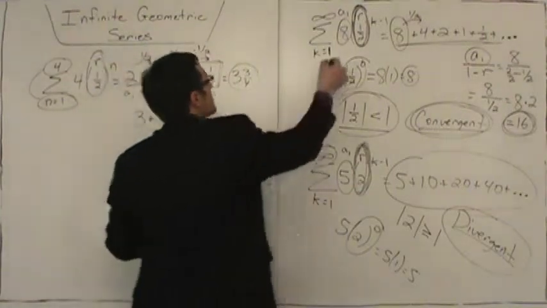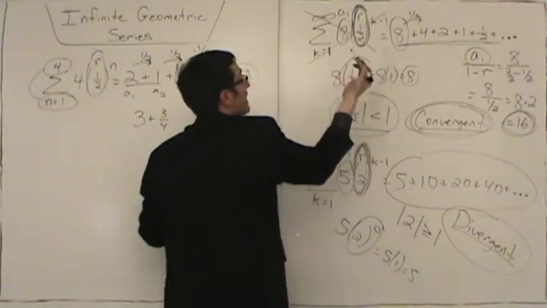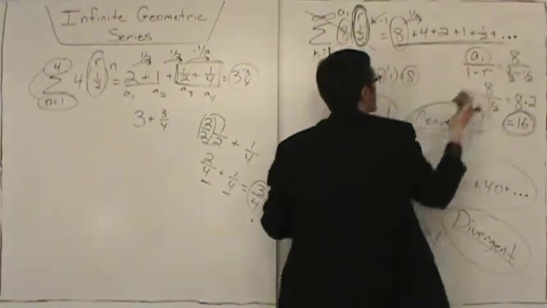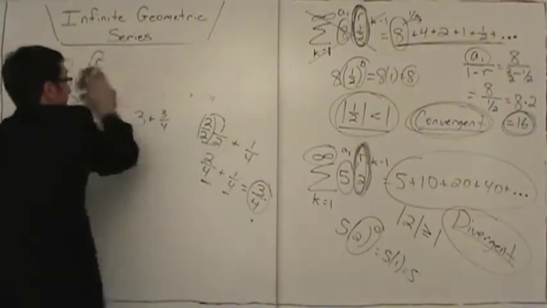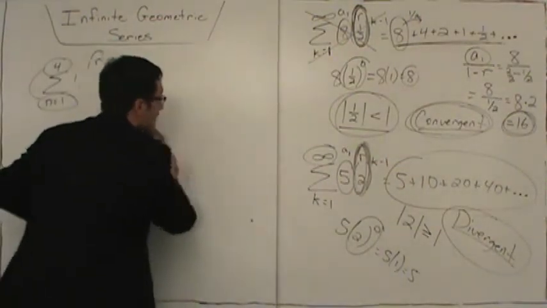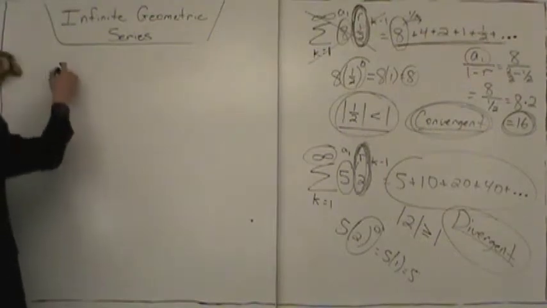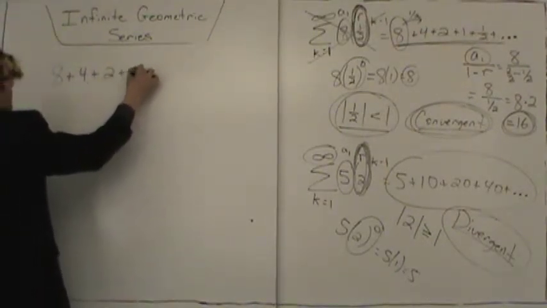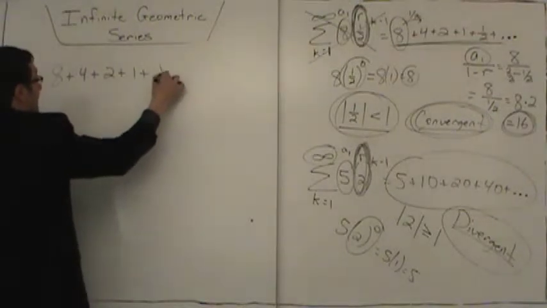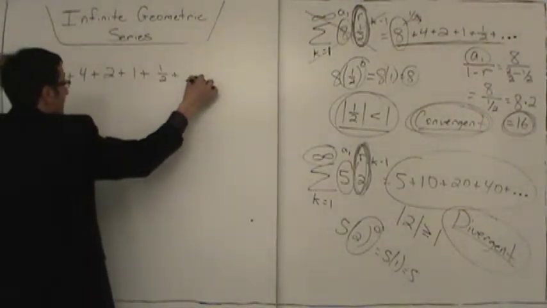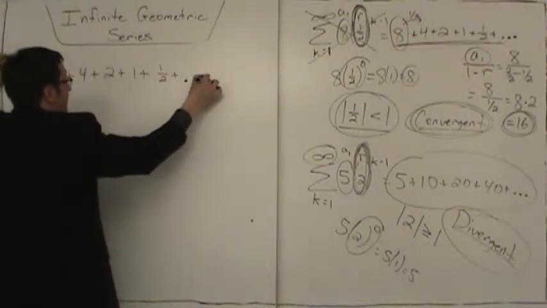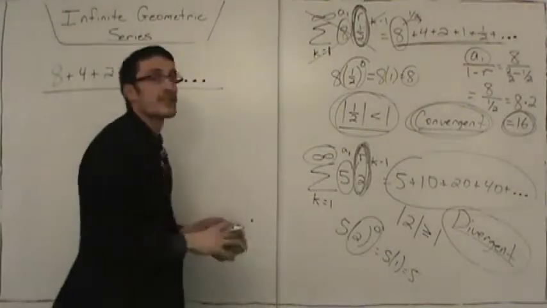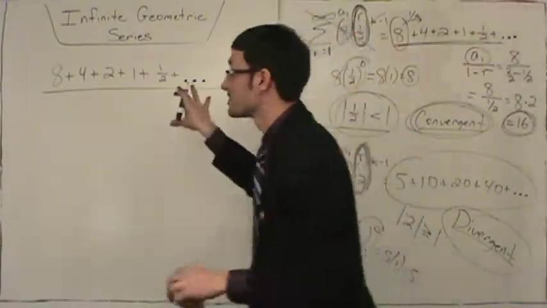Now, this is not what you're going to see on your SOL, most likely. Most likely, you will just see this. So let's look. This is what you have to be prepared for. You're looking at this, and this will be on the next quiz: 8 plus 4 plus 2 plus 1 plus 1/2 plus ... I tell students, okay, this is what you're going to be seeing on your SOL, and a lot of it. The SOL loves this question.